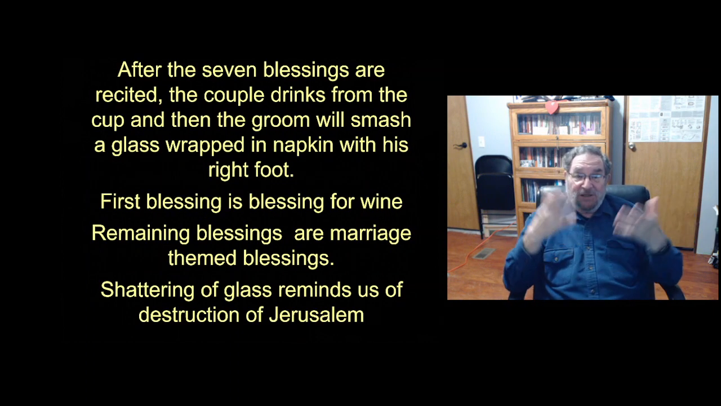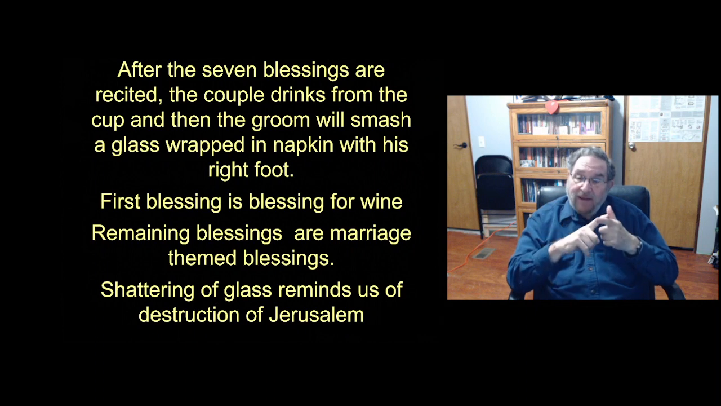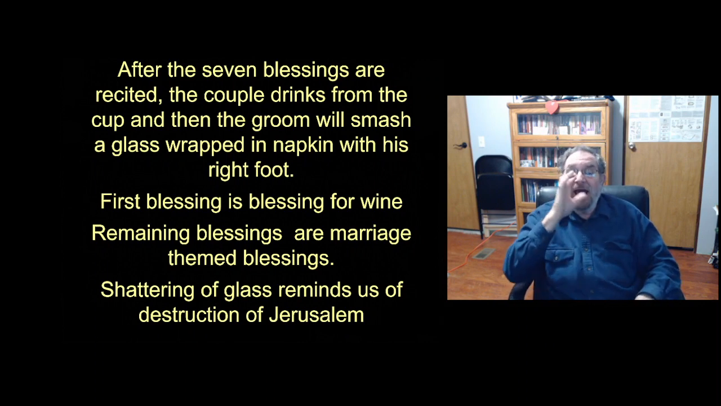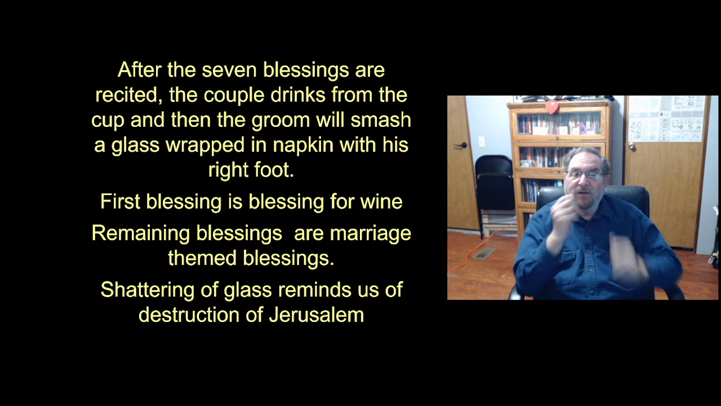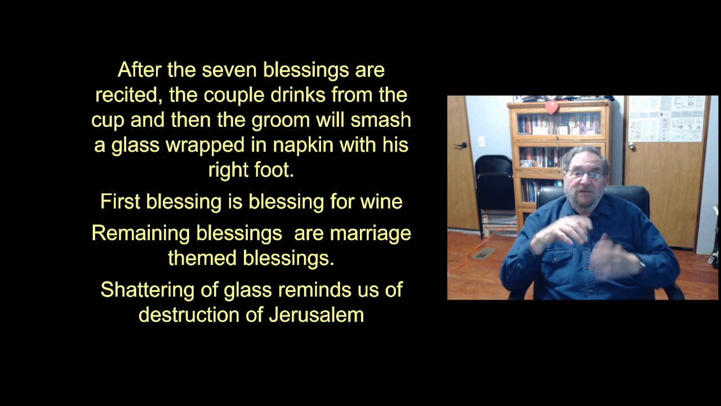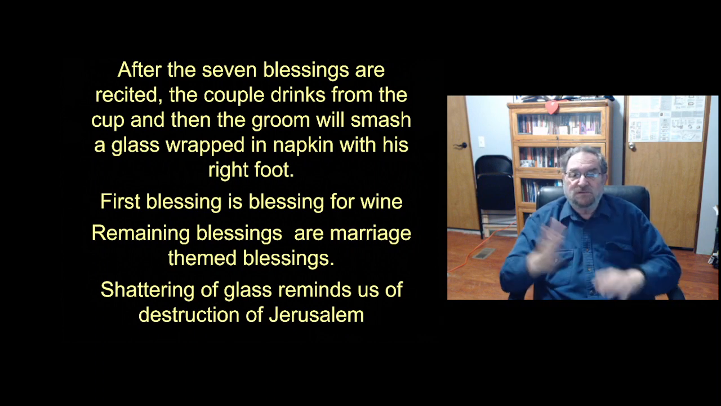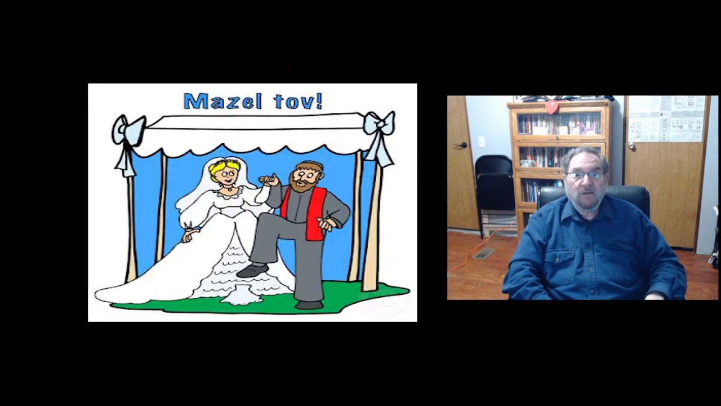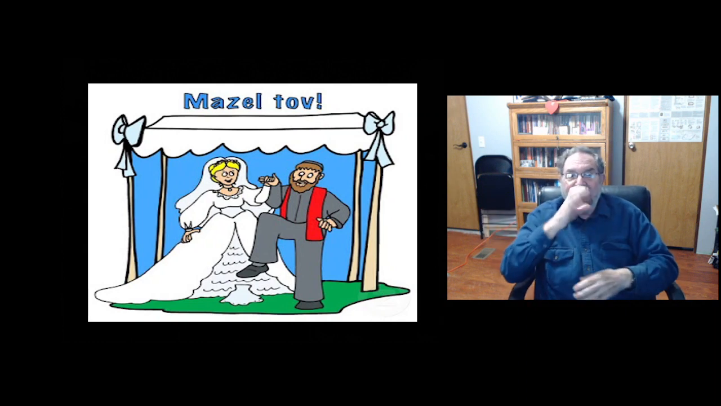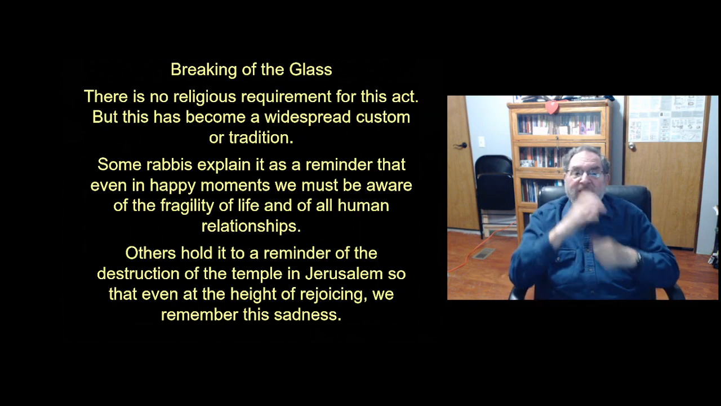After finishing the seven blessings, the couple drinks from the cup. And then the groom, the husband, will smash a glass wrapped in a napkin with his right foot. The shattering of glass reminds us of the destruction of Jerusalem back in biblical times. Then we see a picture of the husband breaking the glass.